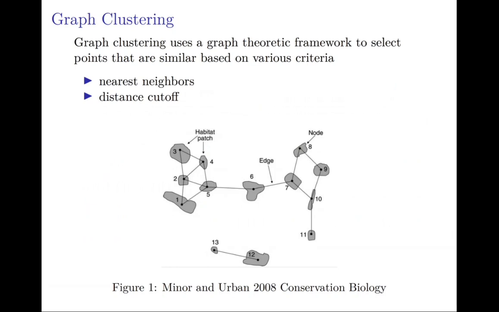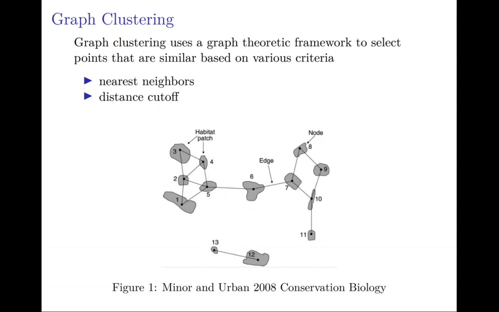Okay, so the final thing we're going to be thinking about is graph clustering. Graph clustering uses a graph theoretic framework to select points that are similar based on various criteria. The ones I tend to think about most often are nearest neighbors or some sort of distance cutoff, but I'm sure there are many more. For those that don't know a lot about graph theory, as an ecologist, I tend to think about this as networks of habitat patches, and whether your fragmented habitat patches are connected or not. But there are lots and lots of ways to visualize these networks. This is just what I'm going to use for this purpose.